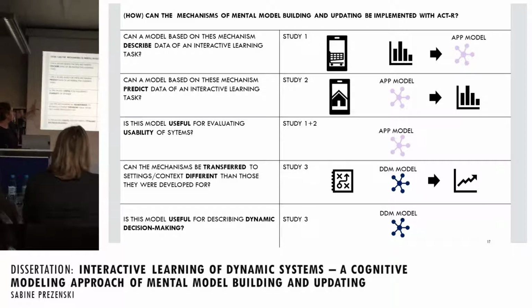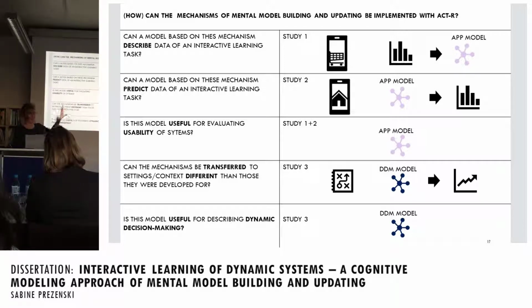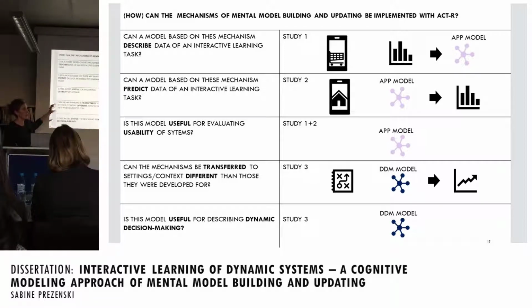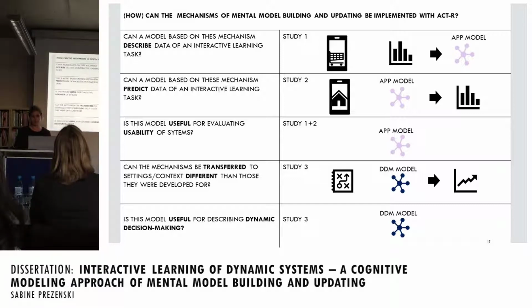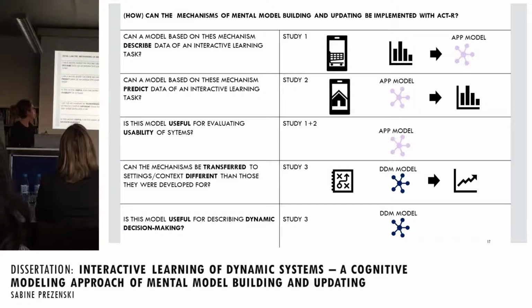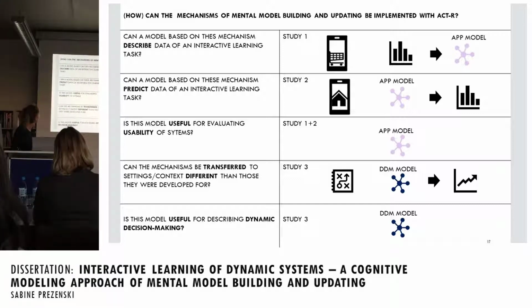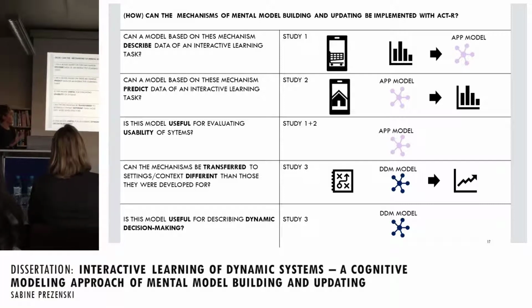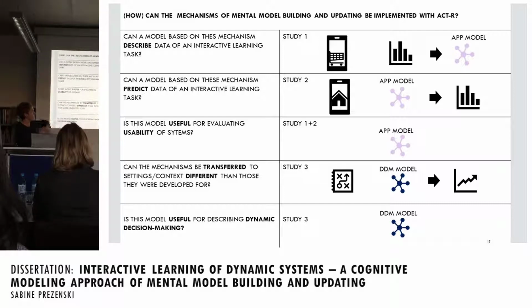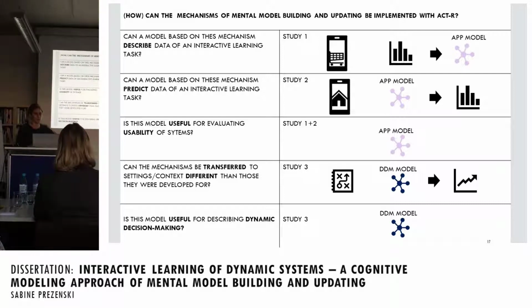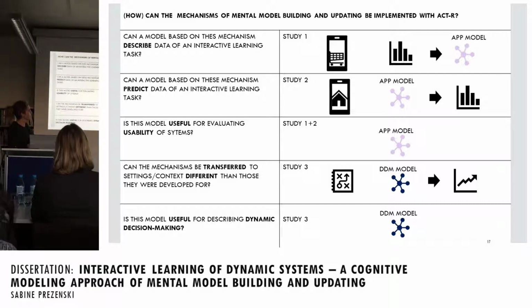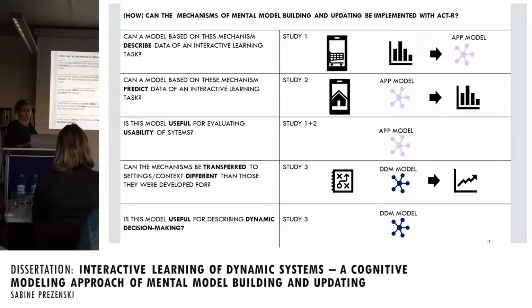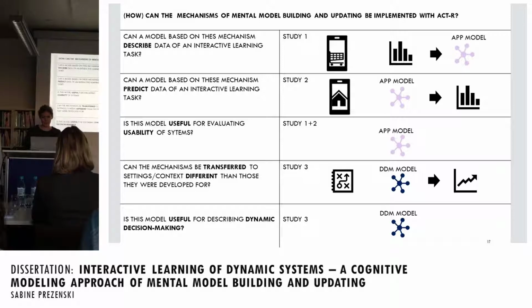Now, on this slide, you can see an overview of my research questions and how they are looked at in the 3 studies of the dissertation. So the first study addresses the first research question, if the developed mechanisms can describe data of a study. This first study was done with a shopping app. Here empirical data was collected and a model was developed that implements mechanisms of mental model building and updating.